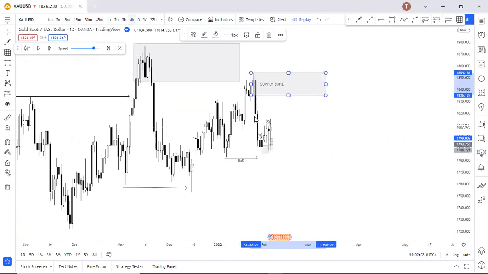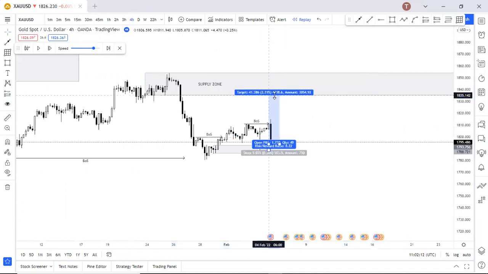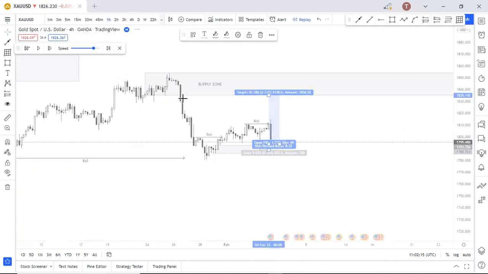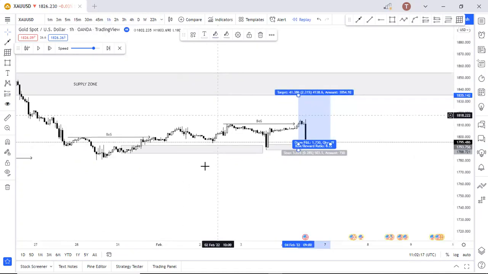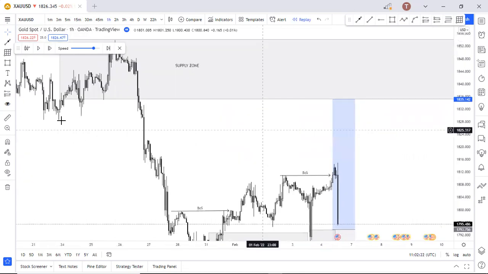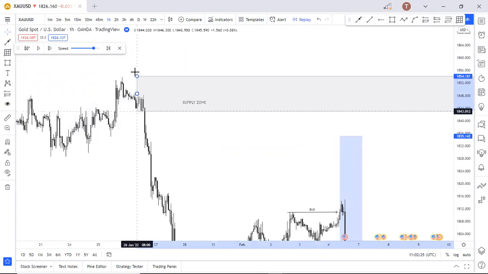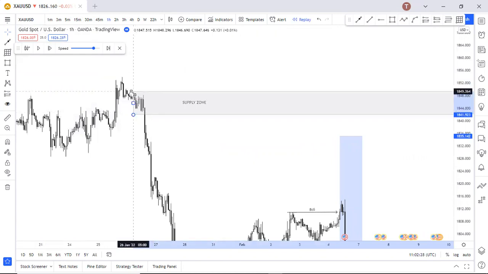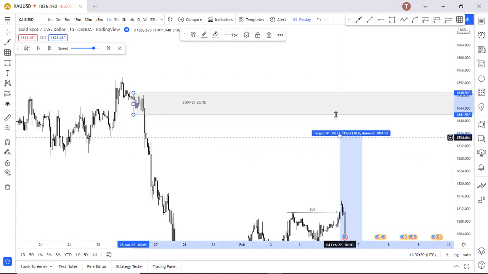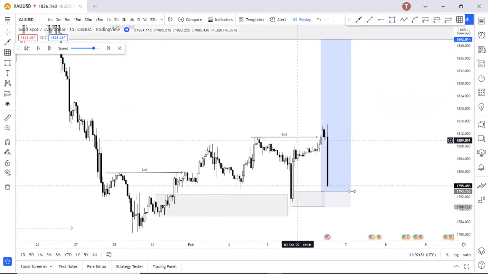So let's go back. My take profit was at this supply zone. I refined it down to the 1 hour time frame. Yes, refined it to this zone, and I had my take profit at this level.